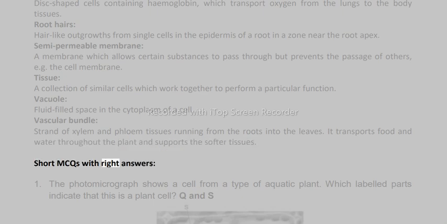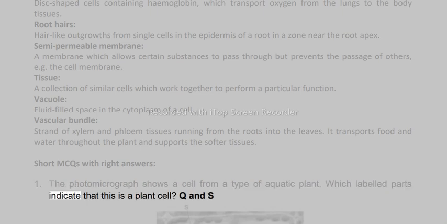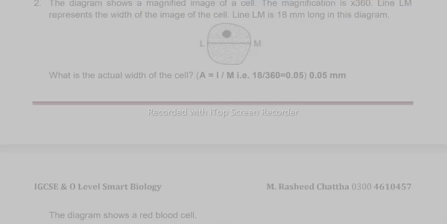Short MCQs with right answers. 1. The photomicrograph shows a cell from a type of aquatic plant. Which labeled parts indicate that this is a plant cell? Q and S. 2. The diagram shows a magnified image of a cell. The magnification is x360. Line LM represents the width of the image of the cell. Line LM is 18 mm long in this diagram. What is the actual width of the cell? A equals I divided by M, equals 18 divided by 360, equals 0.05 mm.